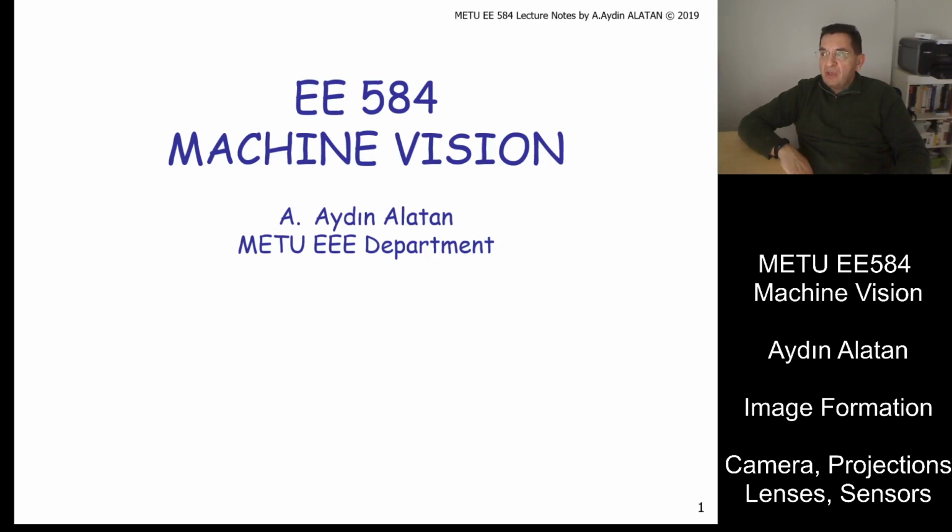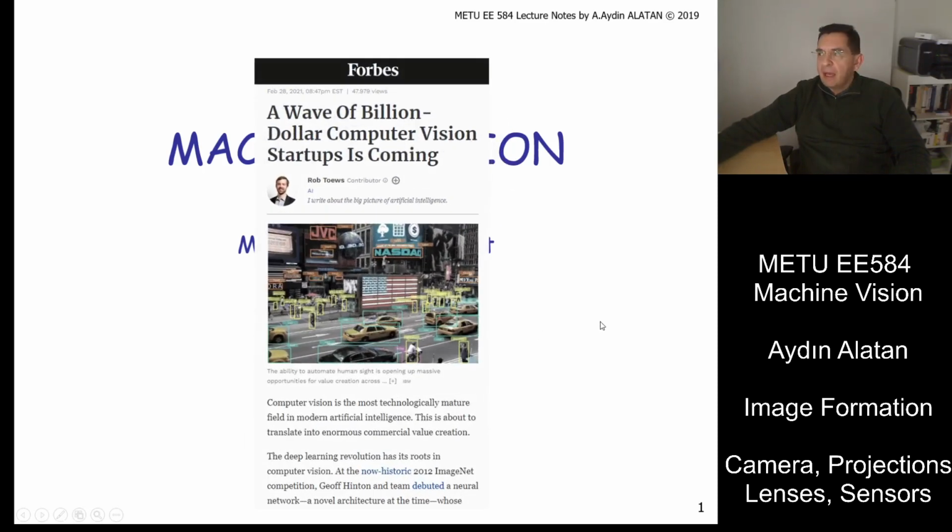Now, machine vision is a very important field. About a few weeks ago, there was an article in Forbes magazine, only a few weeks ago. As you can see here, the date is like this. It's told that $1 billion vision-based startups is expected. And it is said computer vision is denoted as the most technologically mature field in modern artificial intelligence.